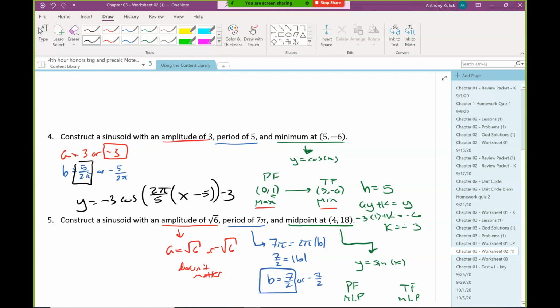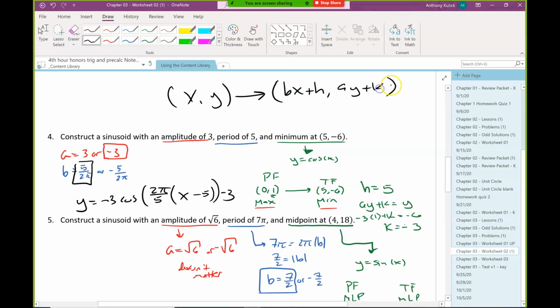Found the k? Okay. So whenever we're transforming a parent function, we're using this, right? So I know that this y-coordinate, we did this to get that y-coordinate. So I wrote a times y plus k is equal to y, where this is the y from the parent function and this is the y from the transformed function. So I just filled in my value for a and y from the parent and y from the transformed and solved for k.